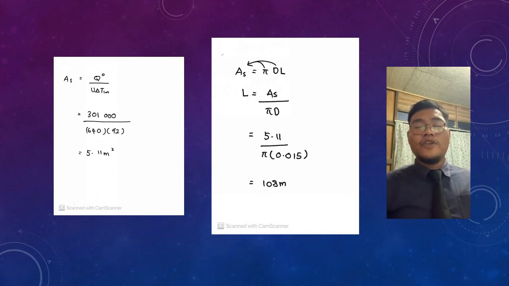Okay, next we need to find the L, because the formula of surface area is AS equal to pi d L. So we need to find the L. We rearrange the equation like L equal to surface area over pi d. We put in our values, which is 5.11 over pi times 0.015, which is d, and we get the final answer is 108 meter.